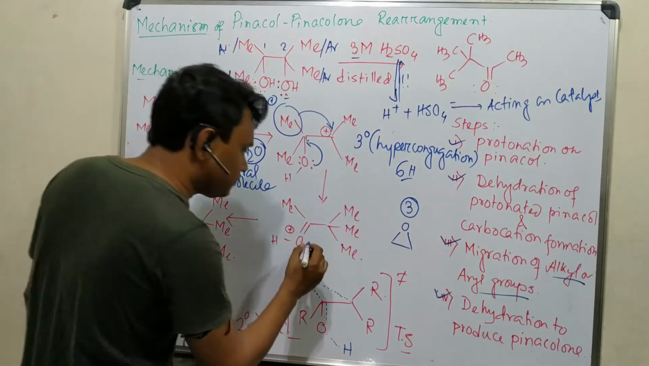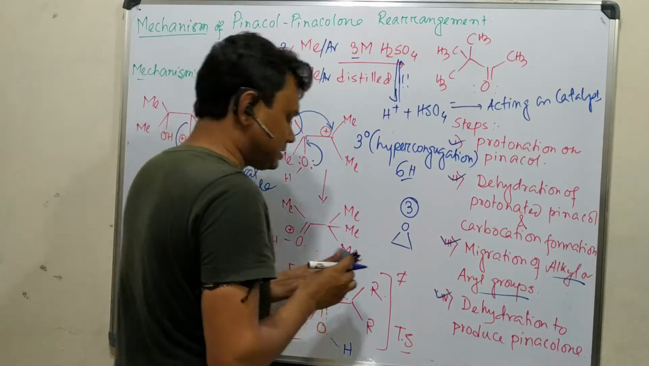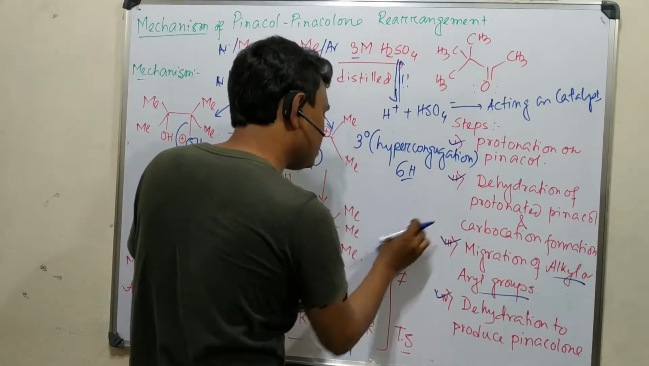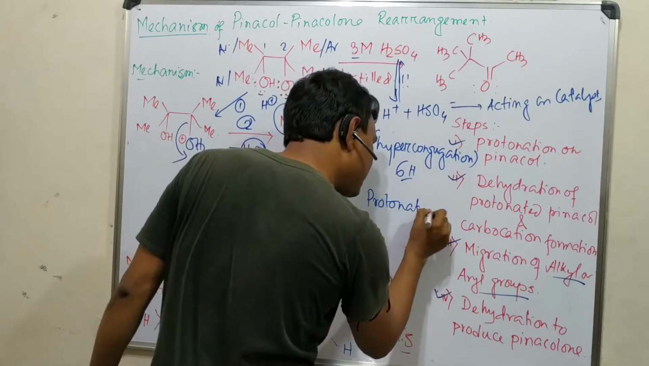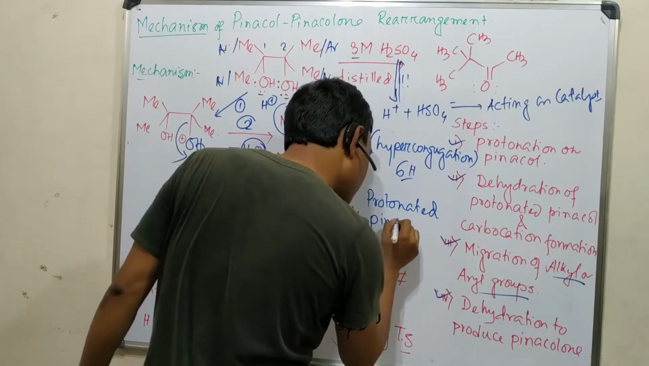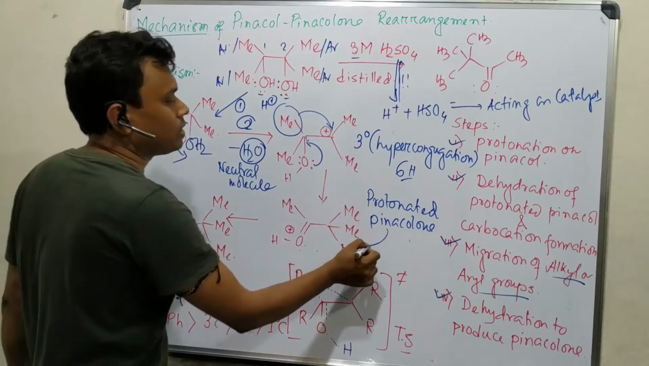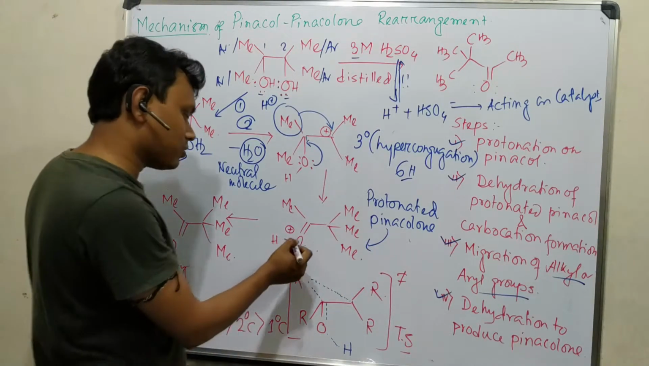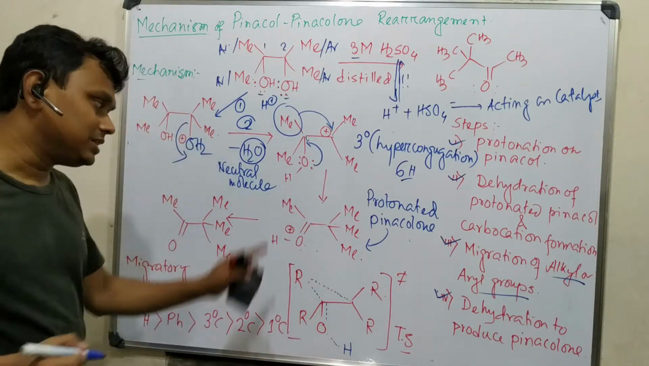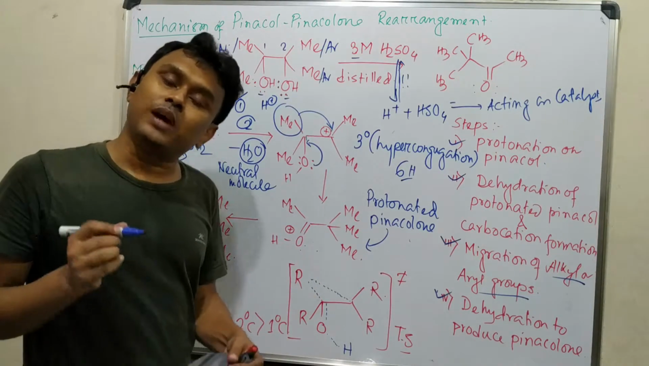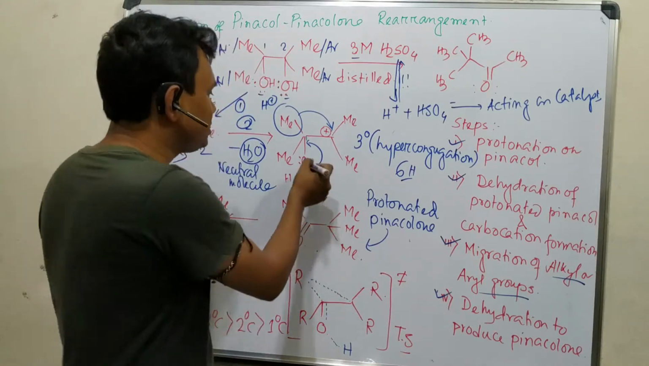This is actually protonated Pinacolone. This is nothing but protonated Pinacolone. And another thing, you can see here, oxygen forms 3 bonds. Oxygen is attached to one hydrogen and has a double bond with this carbon. And oxygen's valency is 2. Generally it forms 2 bonds, but it is attached to this hydrogen due to this step.